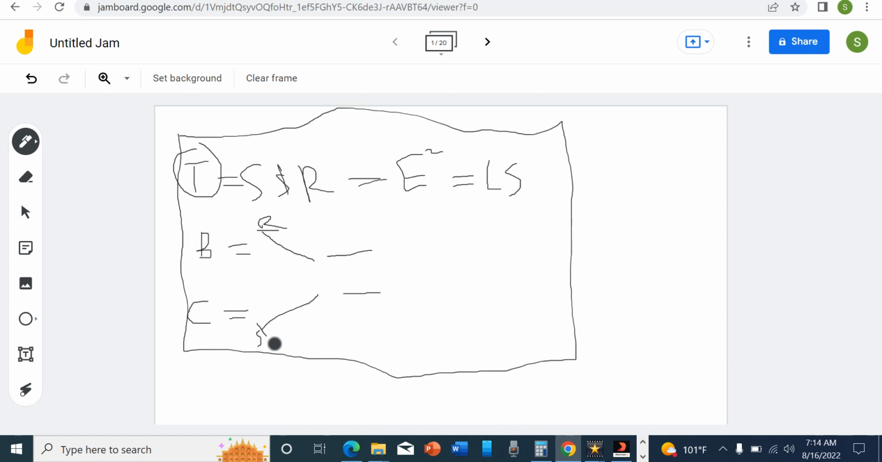Another thing you need to be very sure of is your support and your resistance zone. Your support and your resistance zone will help you know your entry point and your exit point, and this is very important.